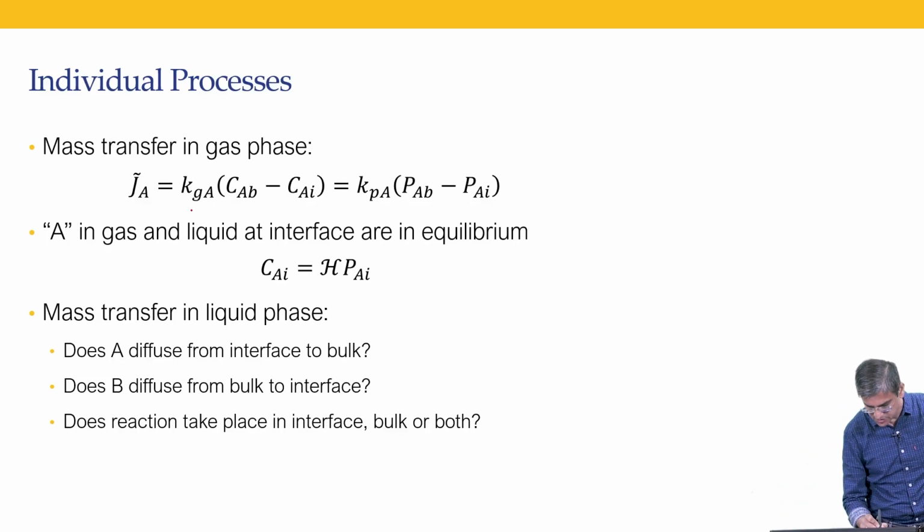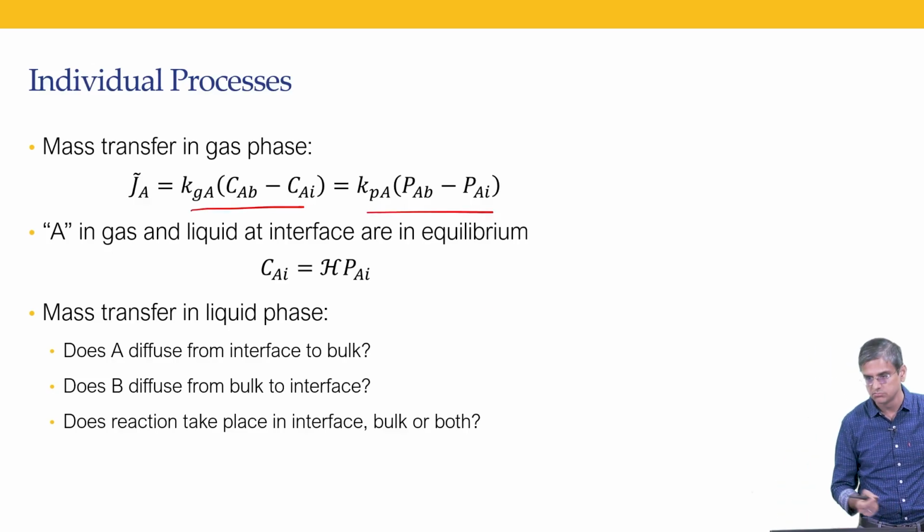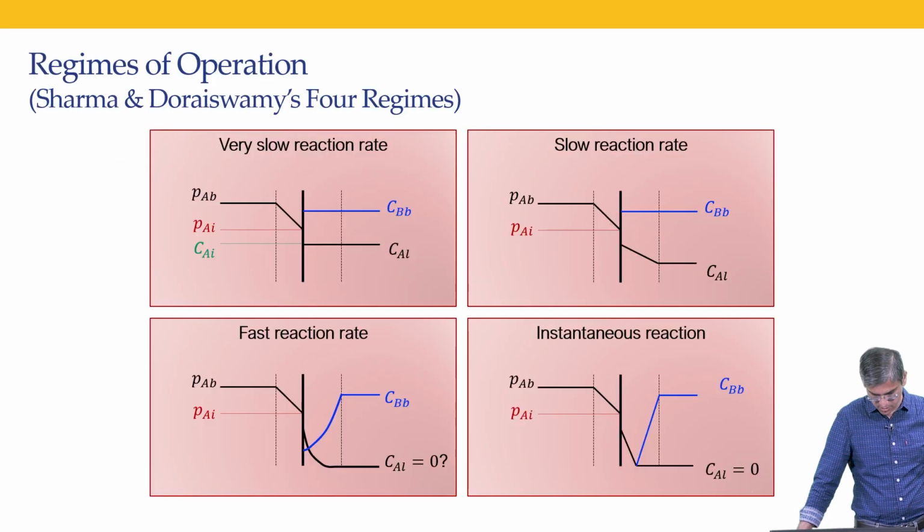Mass transfer in the gas phase, we have talked about this, Kga multiplied by Cab minus Cai, which is equal to Kpa multiplied by Pab minus Pai. Okay. What is the equivalence between Kg and Kp? C is nothing but P by RT, RT comes out. That is essentially what happens.